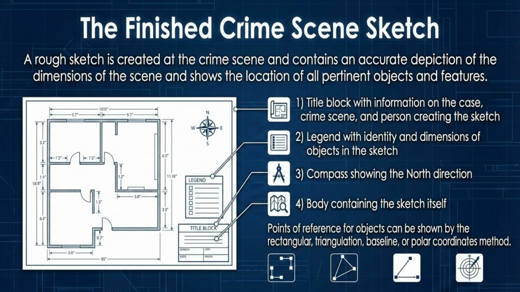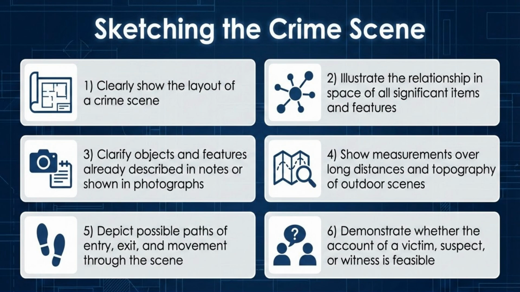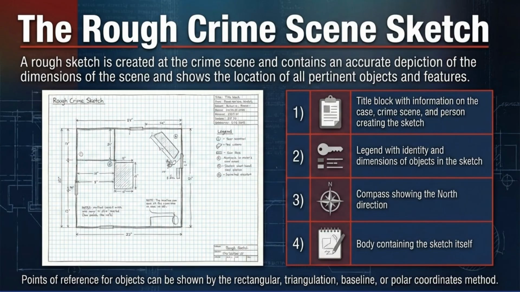A rough sketch is made at the scene, using a clear outline of the area and labeling all objects and evidence with dimensions. The rough sketch must include all necessary items, such as the location of walls, doors, windows, and furniture. A legend must explain all symbols, and a compass must indicate north. The finished sketch is a precise, visually appealing drawing created from the rough sketch, often using computer-aided drafting programs. It is drawn to scale and presented in court.